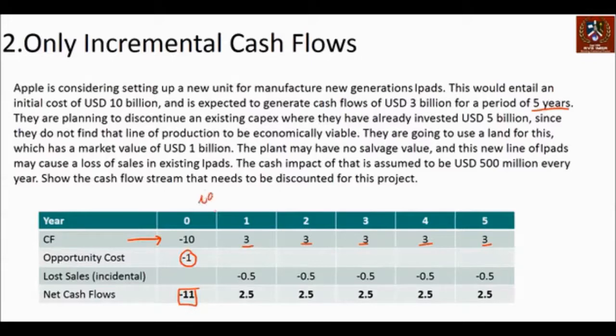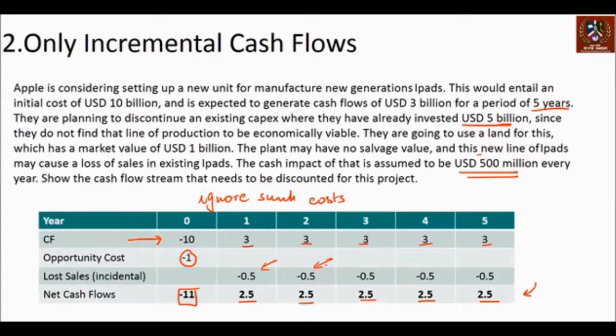Then you ignore sunk costs. We ignore the sunk costs, right? So this $5 billion that we had already put in is not needed. We remove that out. At the same time now, what happens is we look at what is the negative impact of this 500 million every year. So minus 500 million gets adjusted every time. So that's minus half a billion, which gives you a net cash flow of 2.5, 2.5, 2.5 in each of the years as you go ahead.